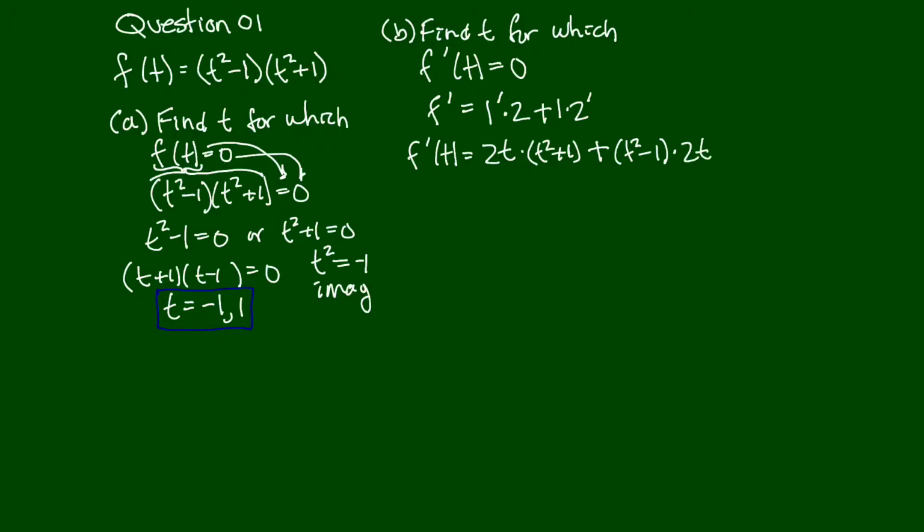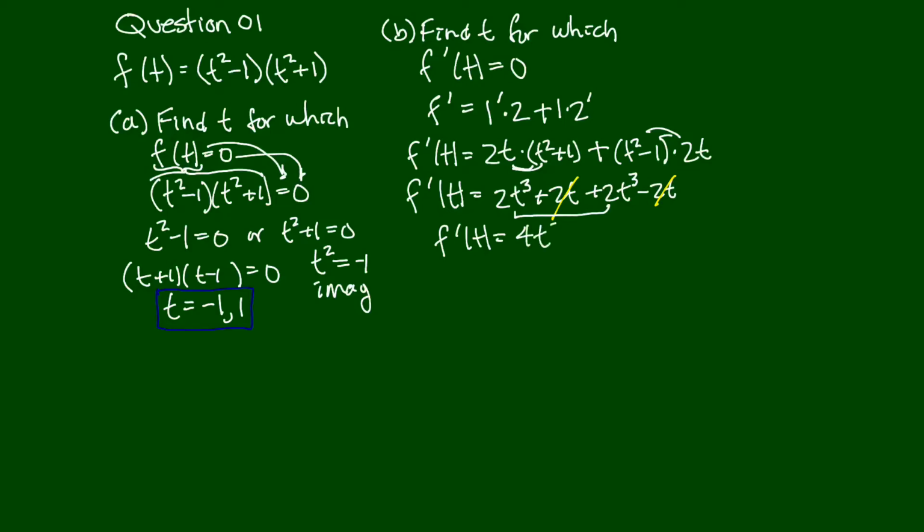So here's the calculus part. There's our derivatives. Let's clean it up with some algebra. We'll multiply through. So we will get that f prime of t is 2t cubed plus 2t, and then over here, plus 2t cubed minus 2t. So it looks like these two t's here are going to cancel each other out. So we will get f prime of t equals 2t cubed and another 2t cubed is 4t cubed.